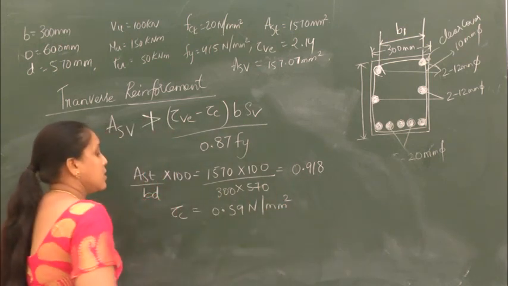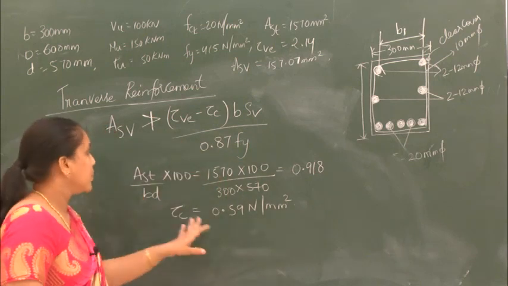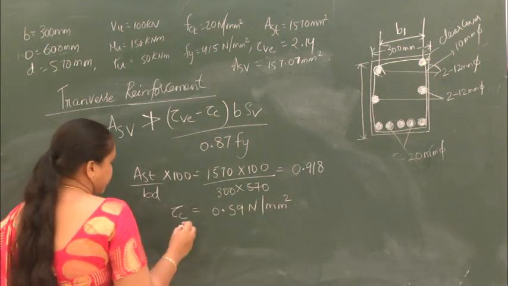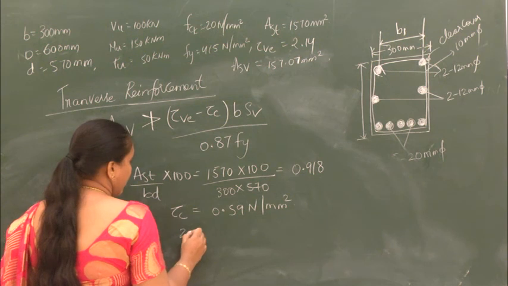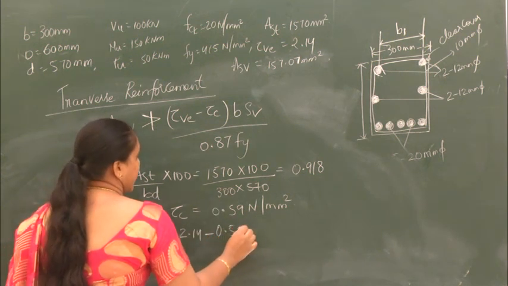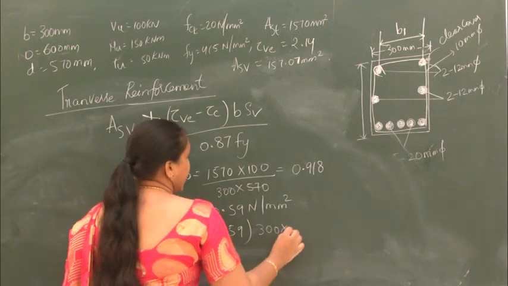So this tau_c value is for what? This is for the area of steel that we have provided. So now substitute all the values here. So tau_e is 2.14 minus tau_c. Tau_c is 0.59, into b. How much is b? It is 300, into Sv.